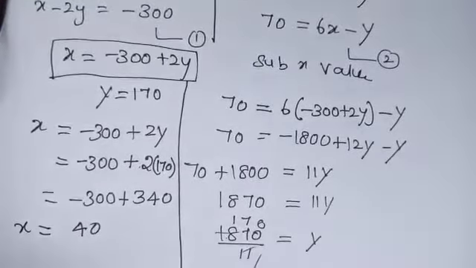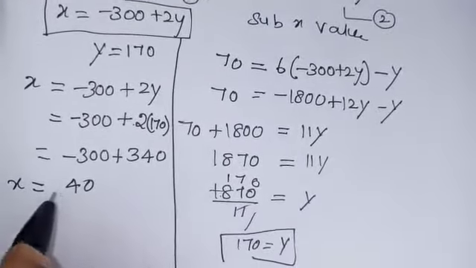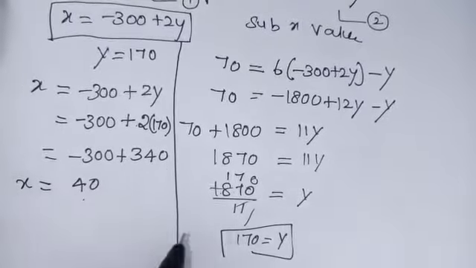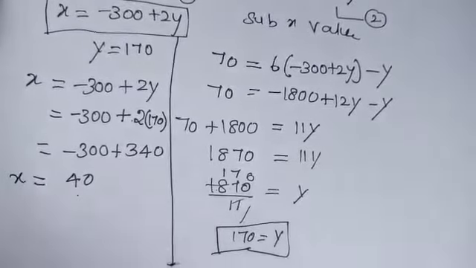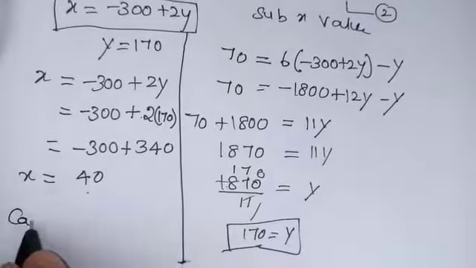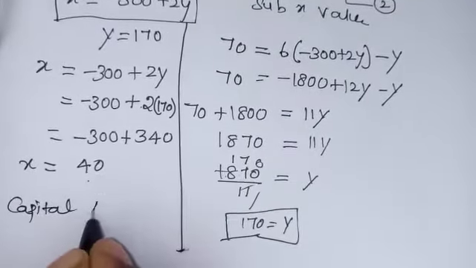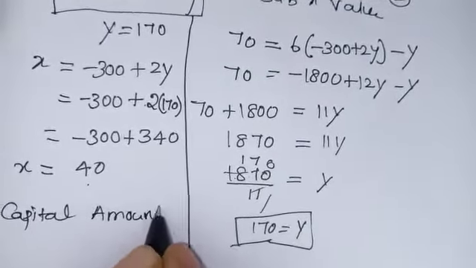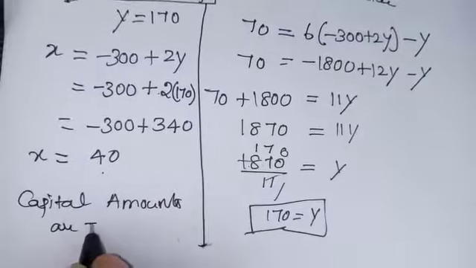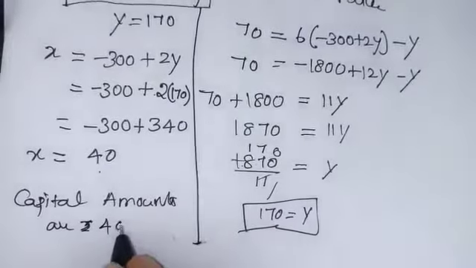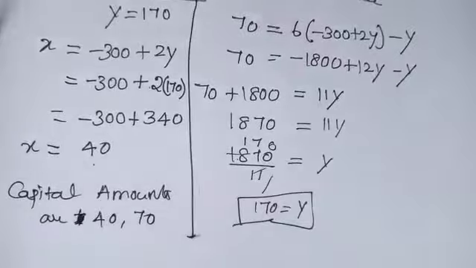So the two friends' capital are: the first friend had the amount of 40 rupees and the Y person had the amount of 170. So the capital amounts are 40 and 170. So that is your given question.